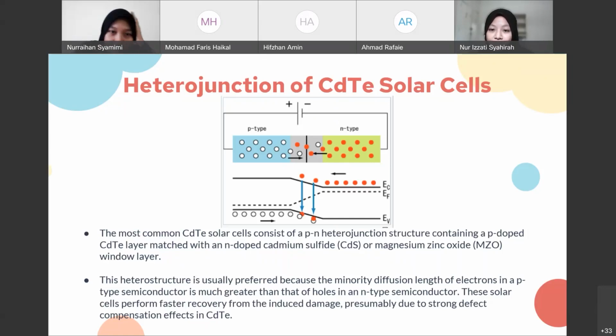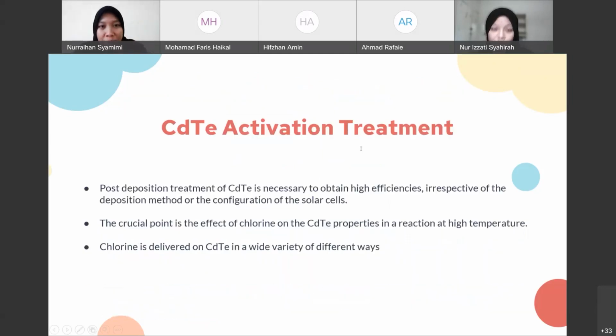So the next is cadmium telluride activation treatment. Cadmium telluride activation treatment is a post-deposition treatment of cadmium telluride that is necessary to obtain high efficiency. This is irrespective of the deposition method or the configuration of the solar cell itself. And the crucial point is the effect of chlorine on the cadmium telluride properties in a reaction at high temperature.